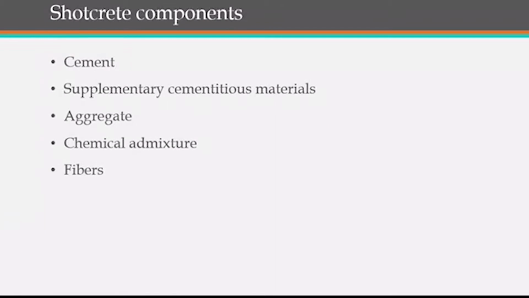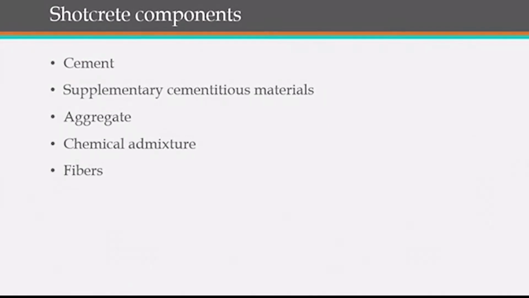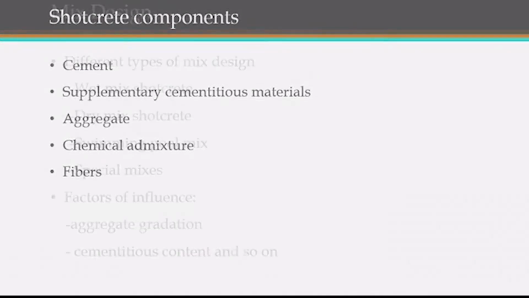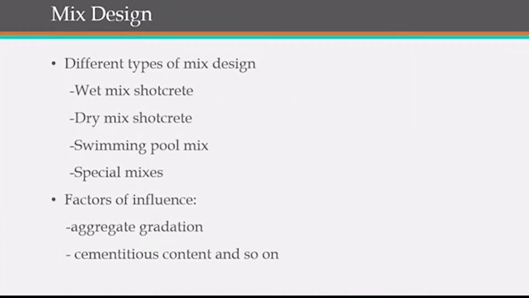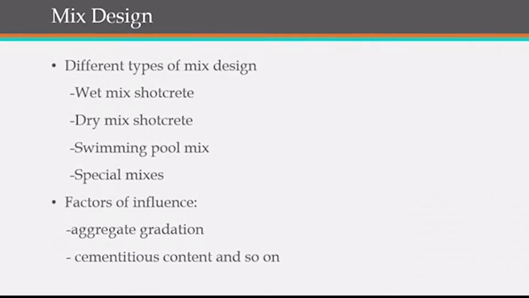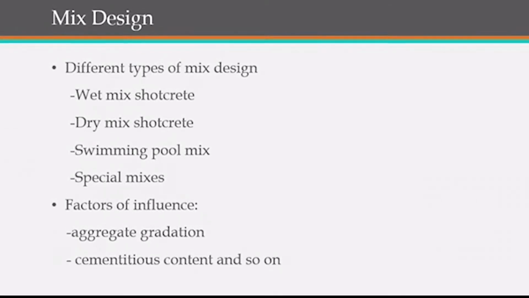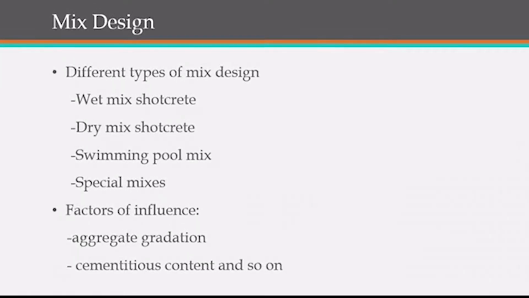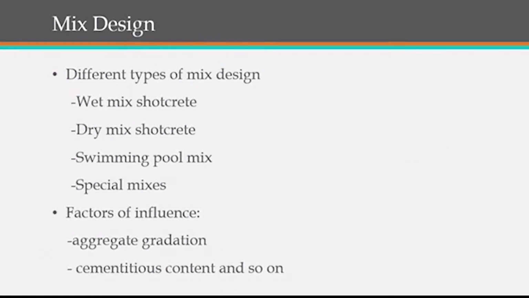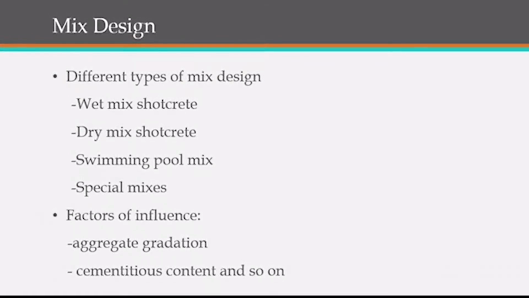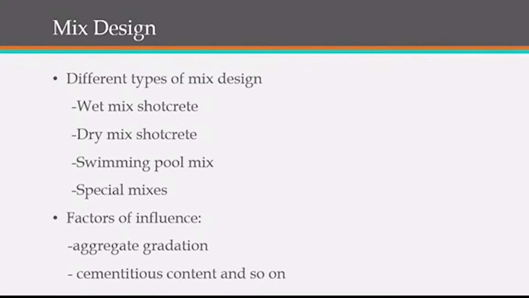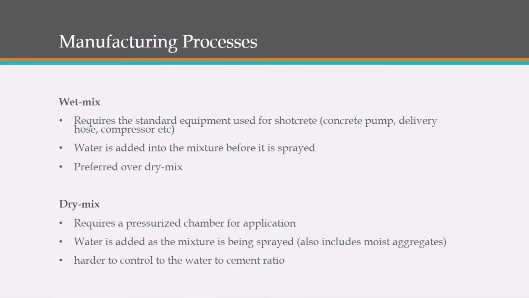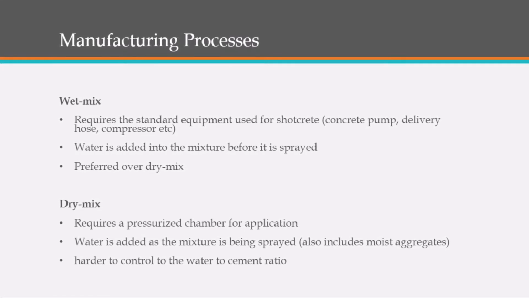Shotcrete usually consists of cement, supplementary cementitious materials, aggregates, mixing water, chemical admixtures, and fibers. The different mix designs consist of wet, dry, semi-wet, and special mixes. Many proportions for the base mix are based on factors of shotcrete, like sprayability, strength, and compaction. So it's noted that aggregate gradation, cementitious content, delivery and placement method, and selection of chemical admixtures matter. Different mix designs require the use of different processes, materials, and equipment upon manufacture.